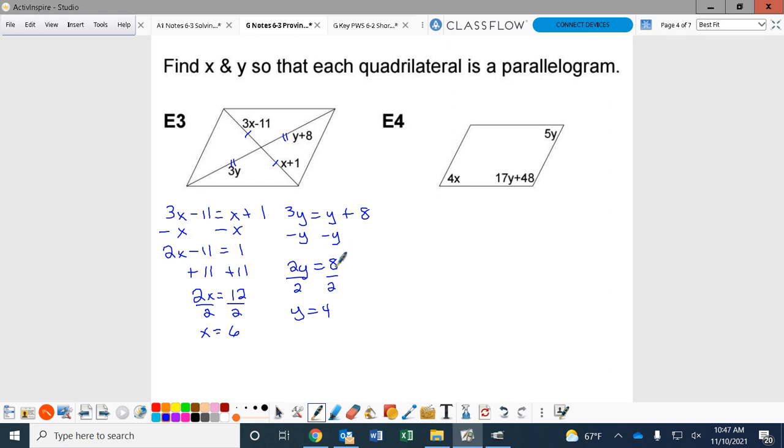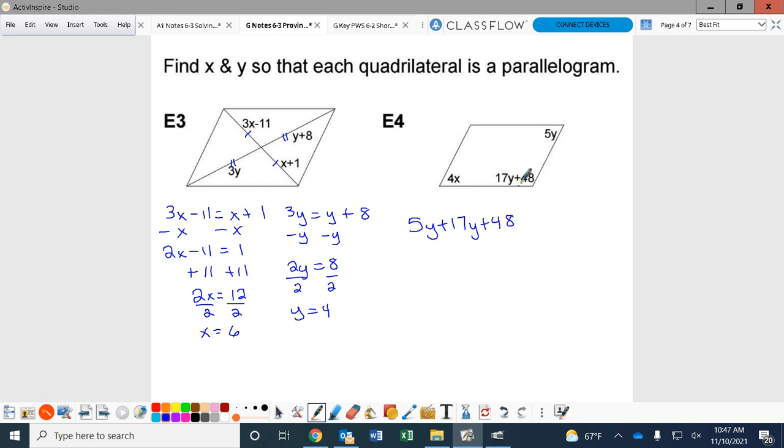What are we going to do on this first one? What do we put together? What do we even set them? Do we set them equal? What do we do? 5y plus 17y plus 48 equals 180. There you go. That is correct.